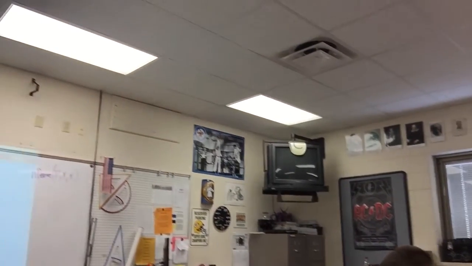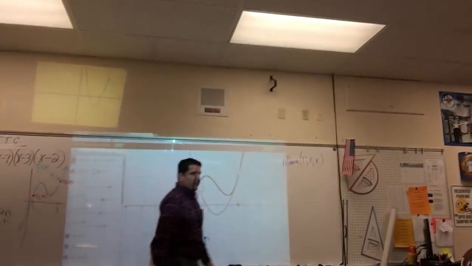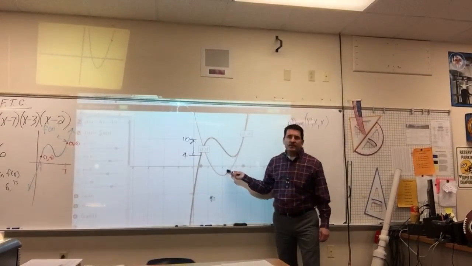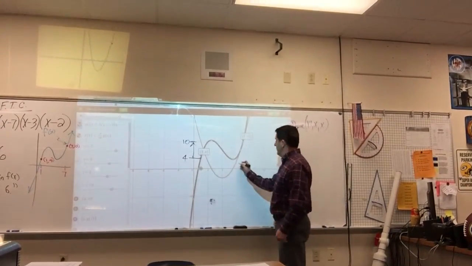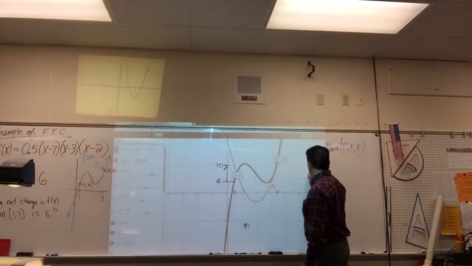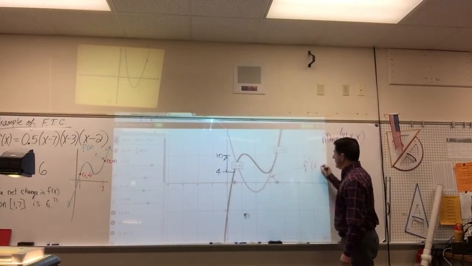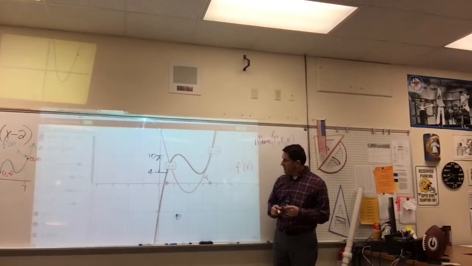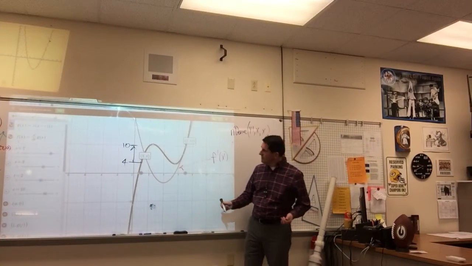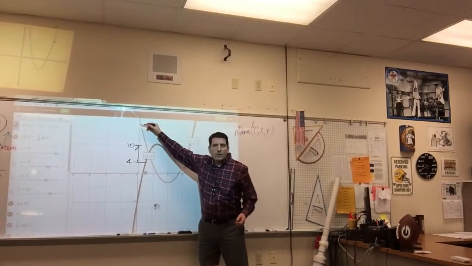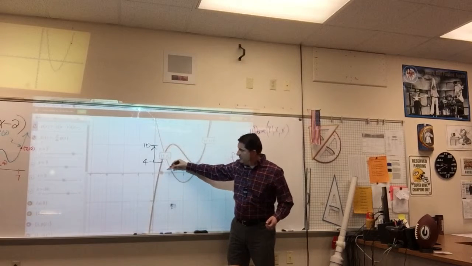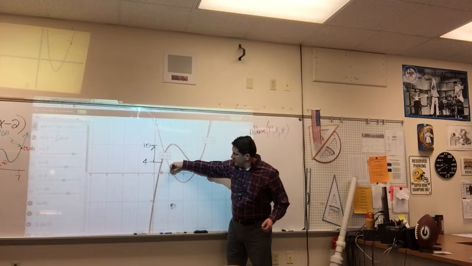Okay. I've got the derivative and the function on the same one here. So the f prime of x is the red one. Okay? Let's see if this kind of makes sense. The derivative is positive here until it gets to here.